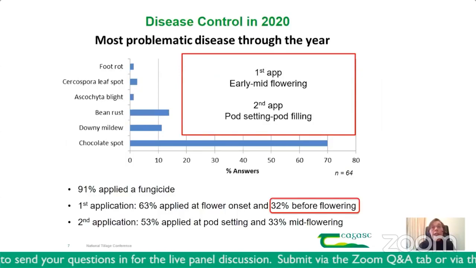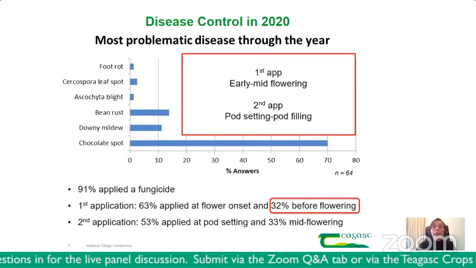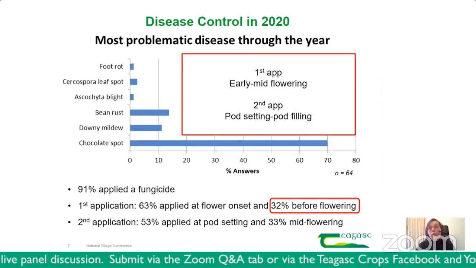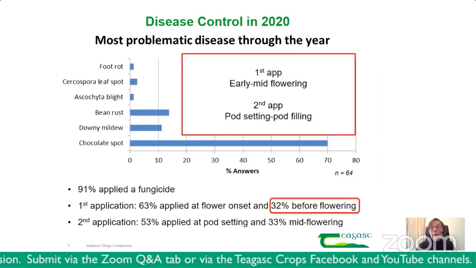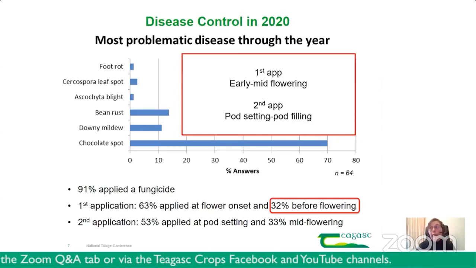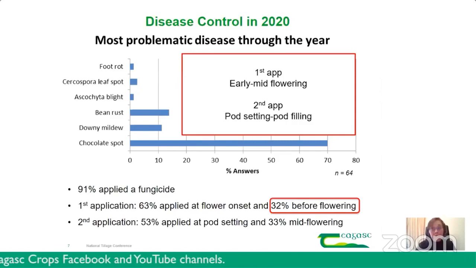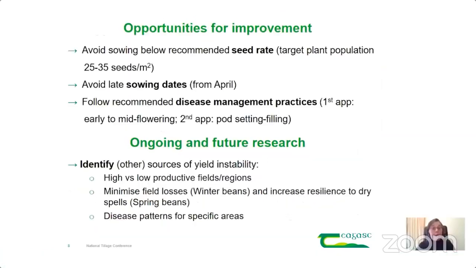Earlier fungicide applications before flowering have been shown to be less effective in chocolate spot control. Furthermore, an early first application may lead also to a second early application, which leaves the crop exposed to late chocolate spot. So to summarize, opportunities for improvement are basically three.